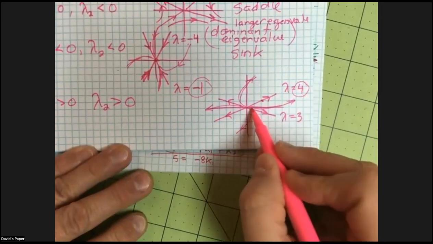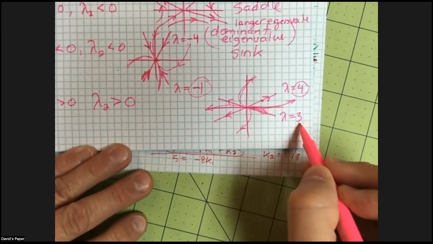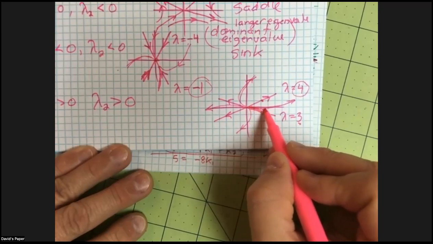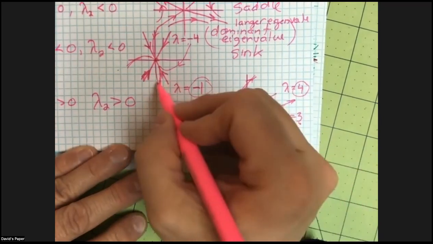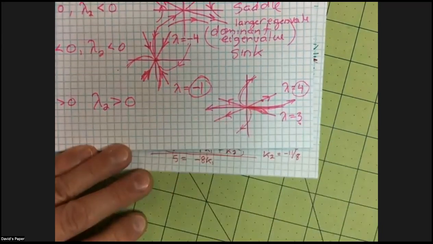And they did not emanate only from lambda equals three, but this is as if they peeled out of that lambda equals three. Here they were peeling into this number negative one because this was the larger eigenvalue.